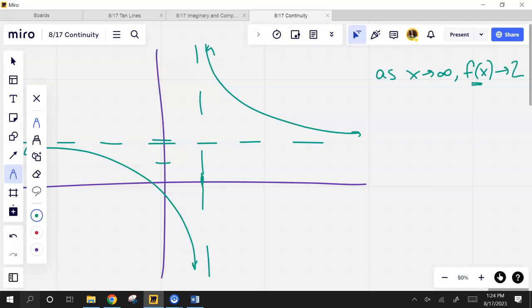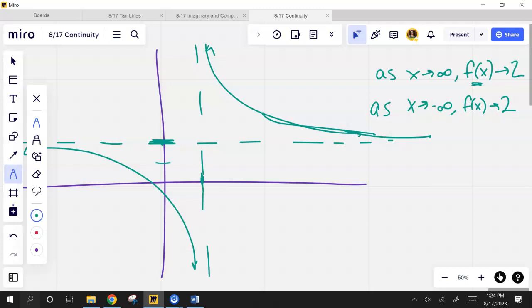F of x is y. So as I go further to the right, this graph, remember this is an asymptote, it's getting closer and closer to 2, but it'll never actually be 2. So it doesn't actually go up or down, it approaches a value. So this time as x goes to infinity, f of x goes to 2. How about as x goes to negative infinity? It's still 2, it's just going from the other direction.